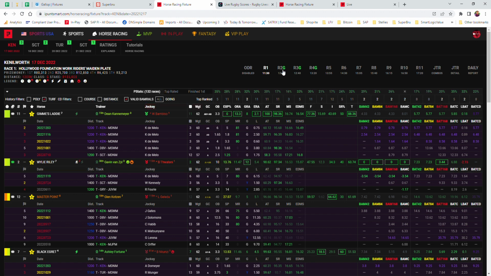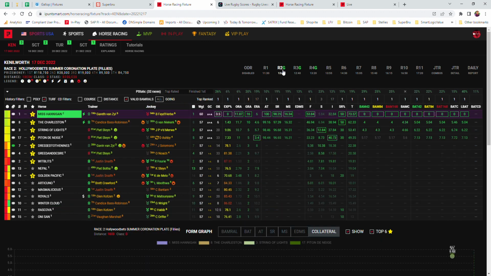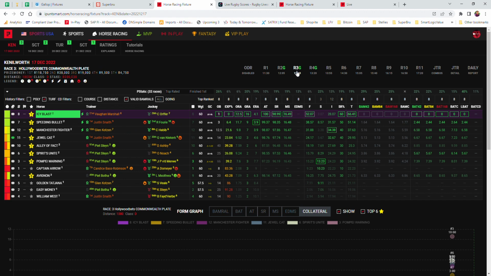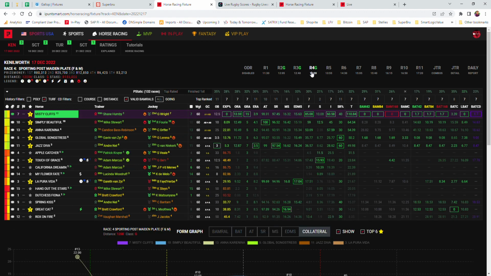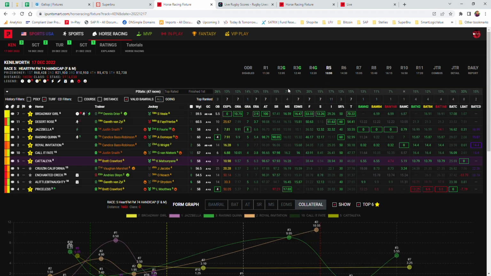Let's just quickly look at what our highest percentage is for today. There's a 40% on Miss Hannigan, but it's running a lot of first timers, so I'm not so sure. 40% on Icy Blast again. There's no good price on it. Let's see, 35% is here on Bat C, and another 35 on opening betting with Jazz Diva there. Let's see if there's any higher percentage. 33% here on Catalaya.